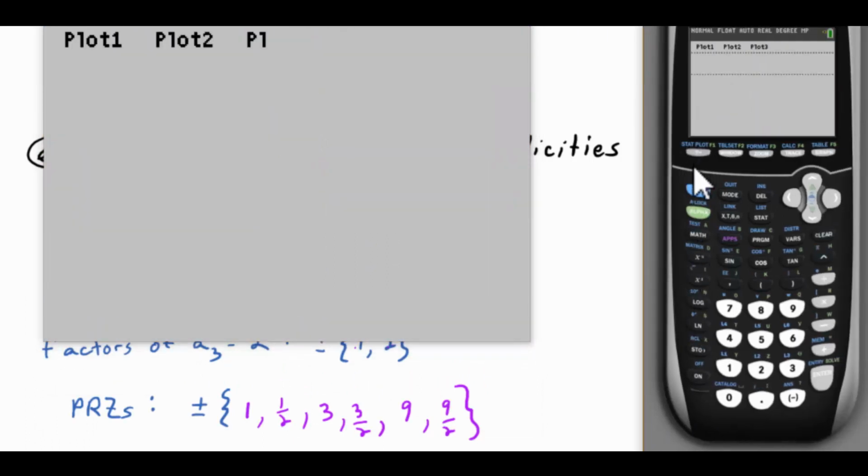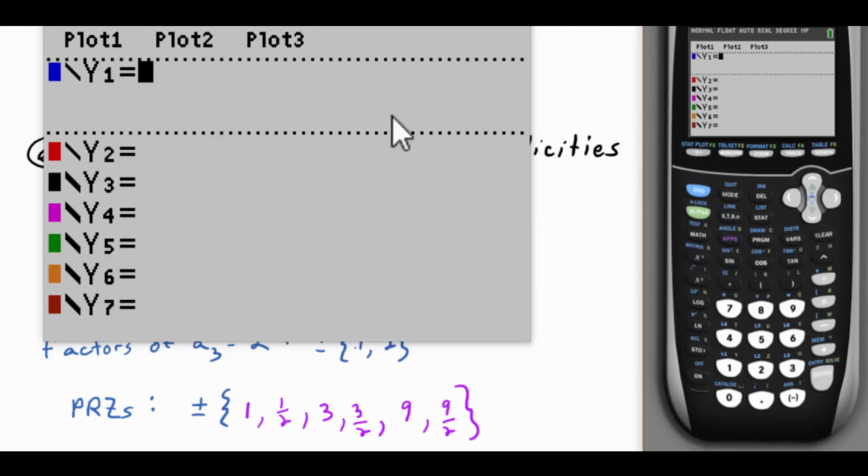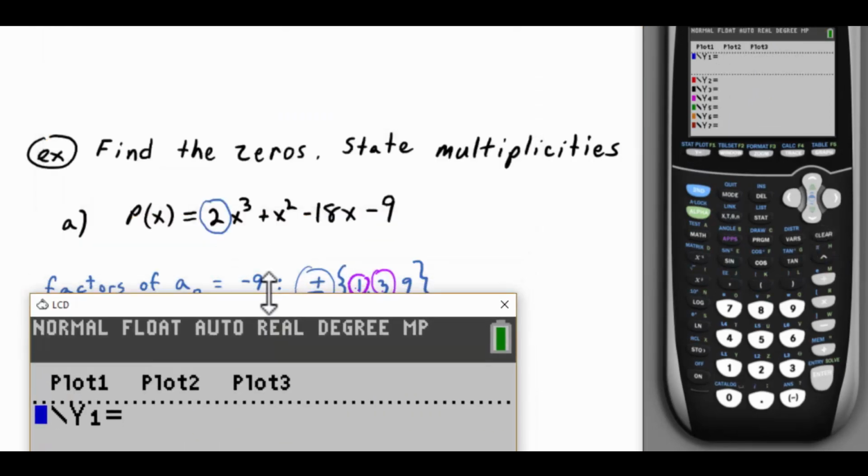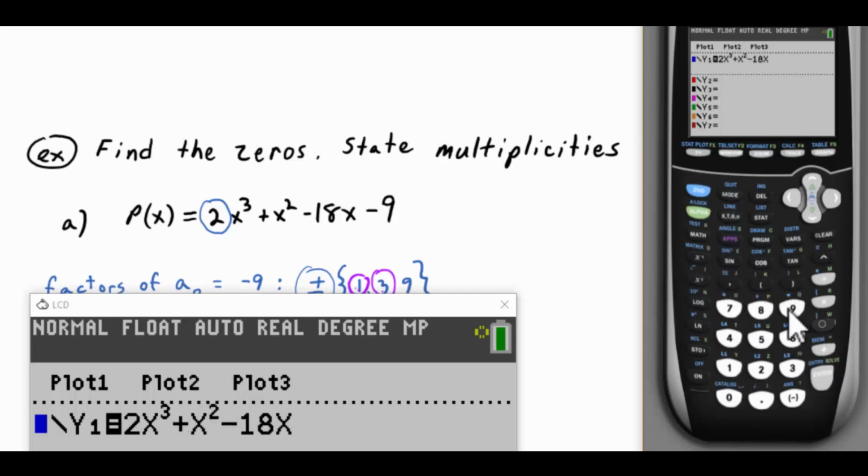Let's go to y equals and type in the polynomial. The polynomial is 2x cubed plus x squared. Oh, darn it. I hate it when I do that. There we go. Got to get out of that exponent. Plus x squared minus 18x minus 9. Double check. Make sure you typed it in right.